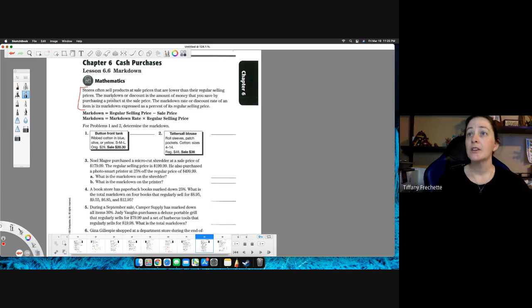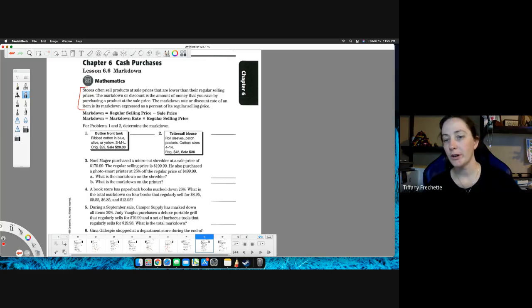So we have stores often sell products at sales prices that are lower than their regular selling prices. The markdown or discount is the amount of money that you save by purchasing a product at the sales price. The markdown rate or discount rate of an item is its markdown expressed as a percentage of its regular selling price, which I'm sure everybody at this point has probably seen.